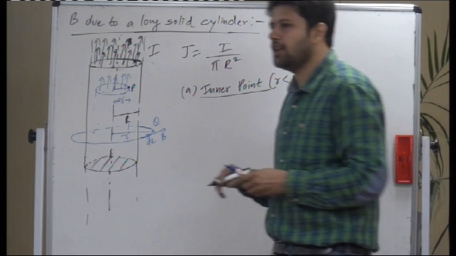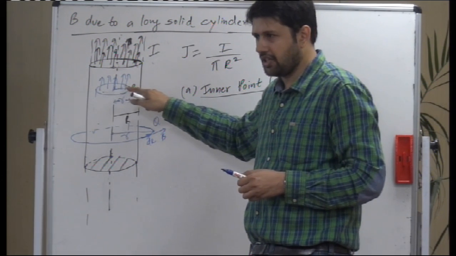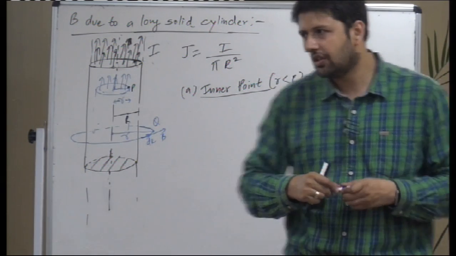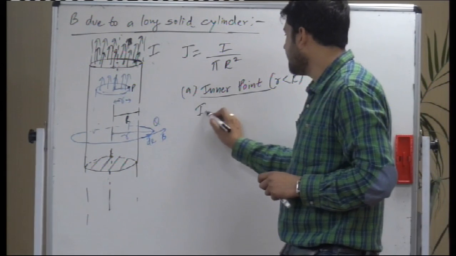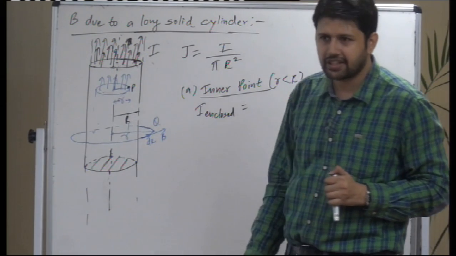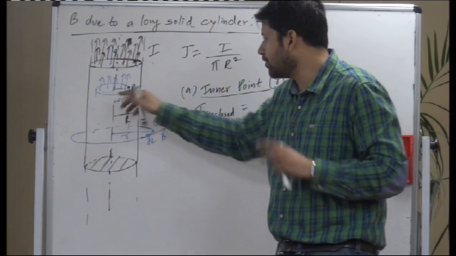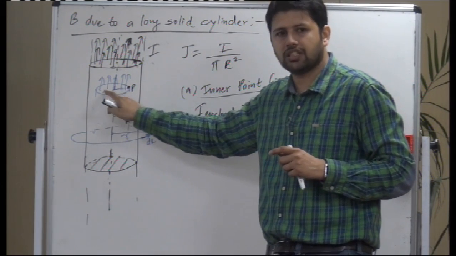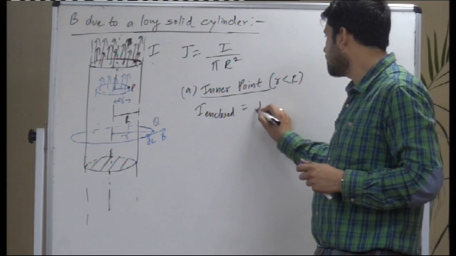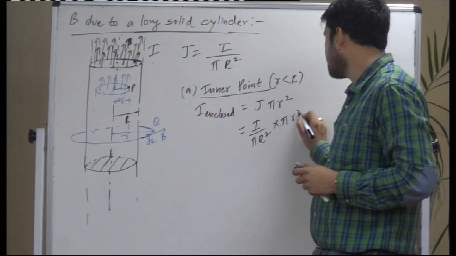So for Ampere's law, the I enclosed would be only shown by these blue arrows. Is it okay? I enclosed would be the current that passes only through this loop. So how to find I enclosed? You know the current density. Current density is what? Current per unit area, I by A. So if you know the current density, you can find the current through this portion by multiplying its area with the current density. So this is J into pi small r square, I by pi R square into pi r square.